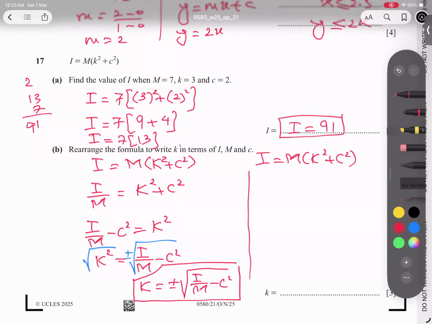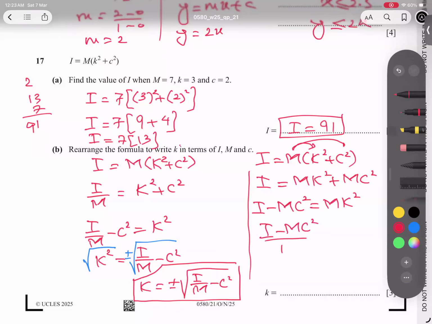Second method. Rather, you bring m there, multiply m inside. M inside. So I get I equals mk square plus mc square. And what is the thing? I have to go for k as the subject. So I will bring this here. Plus will go and subtract. And mk square. Now I will divide m under it. So it becomes I minus mc square over m is equal to k square. Switching, left becomes right and right becomes left.